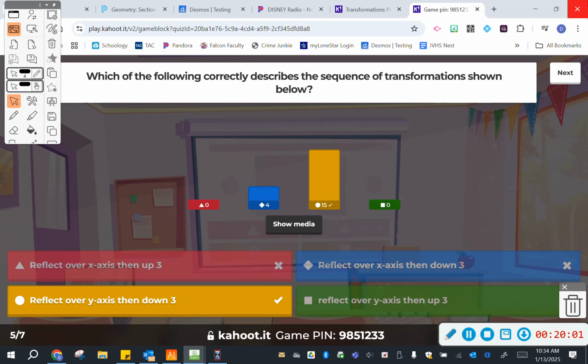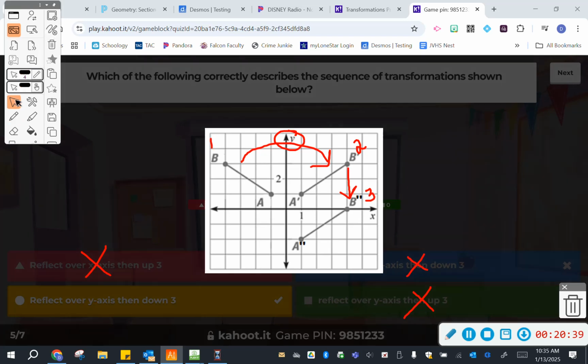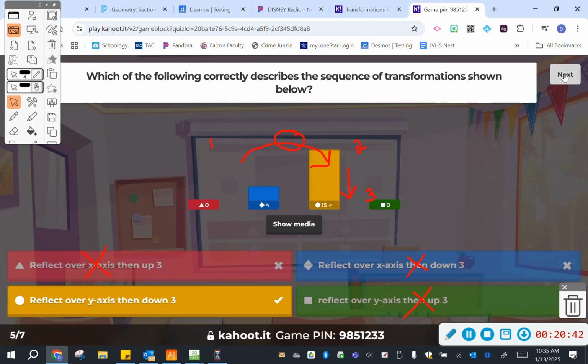All right, if y'all can look up, please. First thing, what did I tell y'all to do the day we learned this? What did I want y'all to do first, right off the bat? To label first. 1, 2, and 3. How do I know which one is which? The primes. And then, yes, we are always going to reflect first. What are we reflecting over right here? The Y. So automatically you should not have chosen red or blue, because we went over the Y. What's happening from 2 to 3? It's going down. Definitely shouldn't have chosen red or green because it says it's going up. So what is my answer? Yellow.